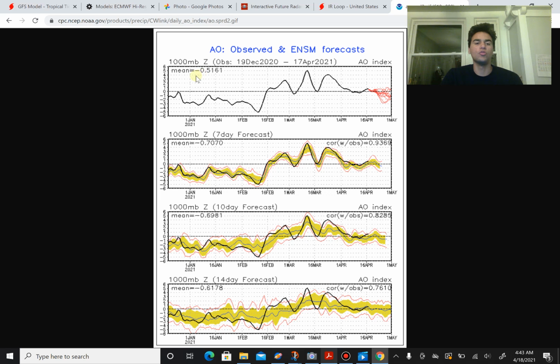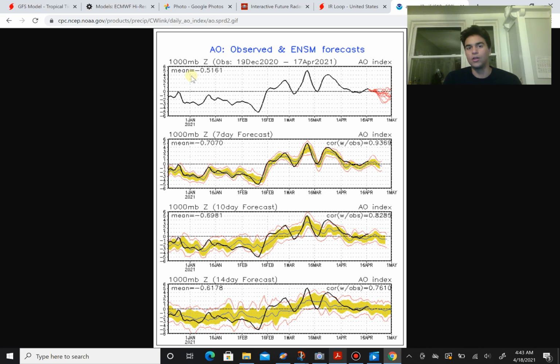Now, if you don't know, to make a long story short, a negative Arctic oscillation means that colder temperatures are more likely to happen throughout the United States, and we're far more likely to see major jet stream dips and polar vortexes occur and more snow as a result.